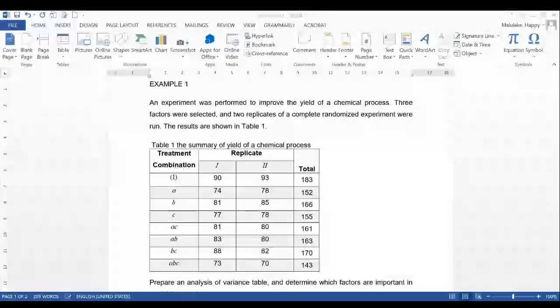Looking at this problem, you can see that you are given two replications per cell. So it's possible that we may decide not to give you the replications per cell, and you are given a problem in this format.